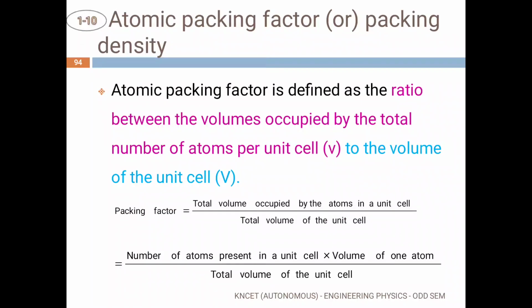The next parameter is atomic packing factor or packing density. Atomic packing factor is defined as the ratio between the volume occupied by the total number of atoms per unit cell to the total volume of the unit cell, small v divided by capital V.